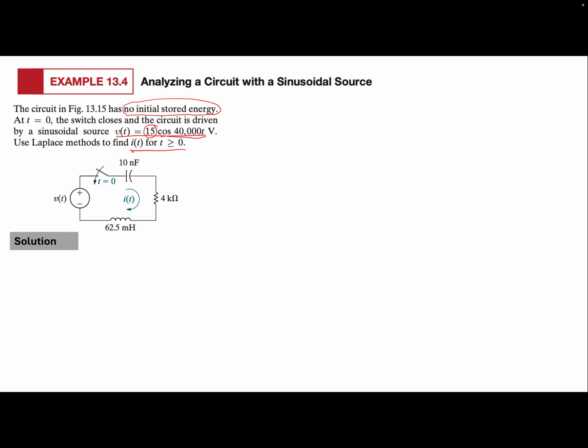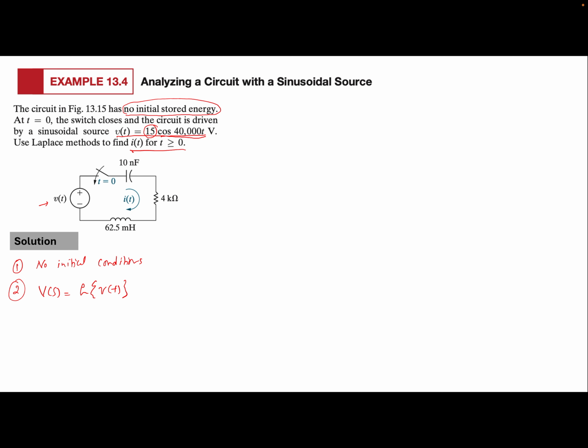In order to transform the time domain circuit into an S domain circuit, we follow these steps. The first step is to find initial conditions. There are no initial voltages or initial conditions that we need to worry about from the question. The second step is to transform the independent current or voltage sources, whichever are present in the circuit. So we have to find V of S, which is the Laplace transform of v of t.